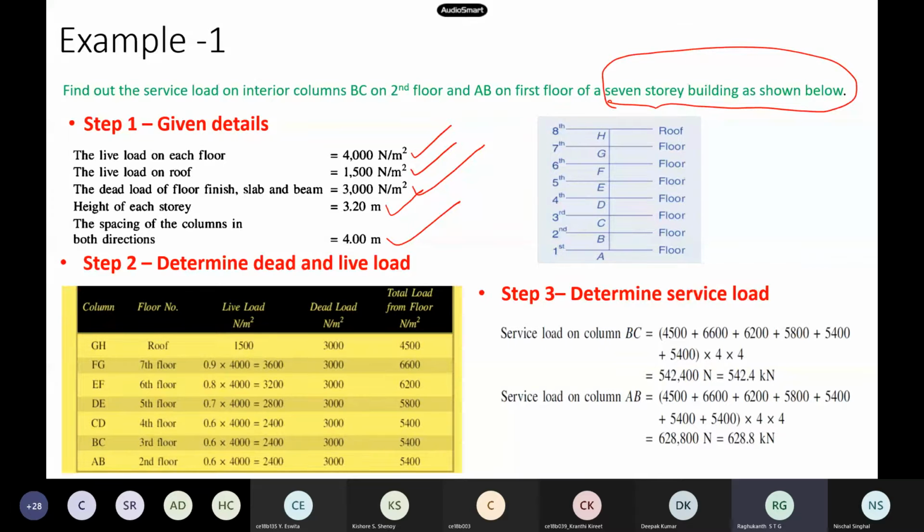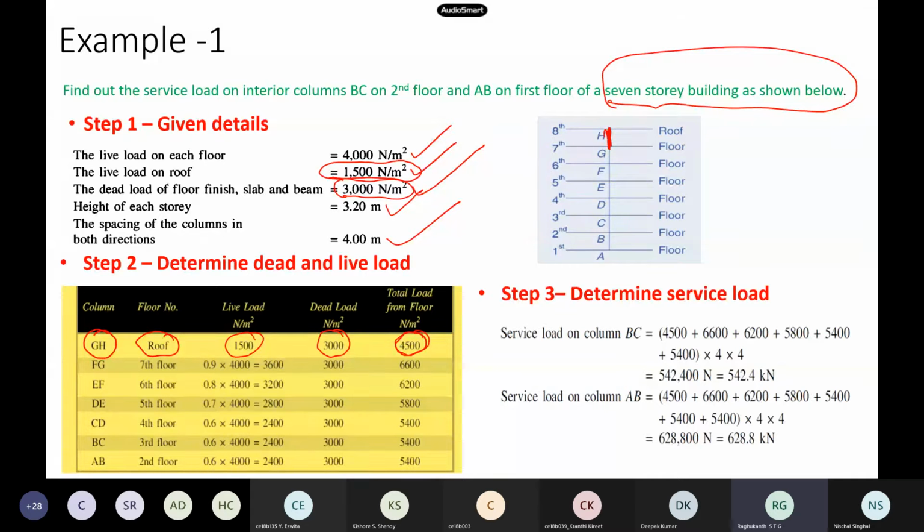Now we have to calculate the imposed loads or the service load, the total load which comes on the column. If I see this GH, which is the topmost, that is a roof. The live load on the roof is 1500 Newton per meter square, as clearly mentioned here. The dead load of each floor finish, slab and beam is 3000. So the total load coming on the floor is 4500. This column, GH, has to be designed to take this much load.